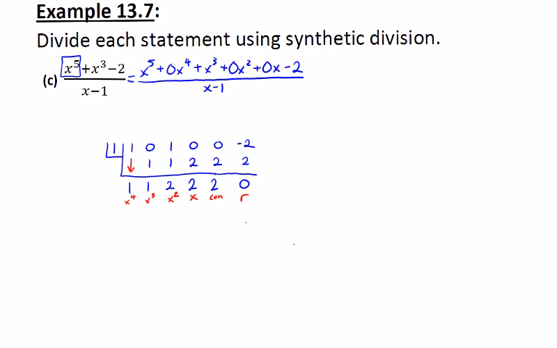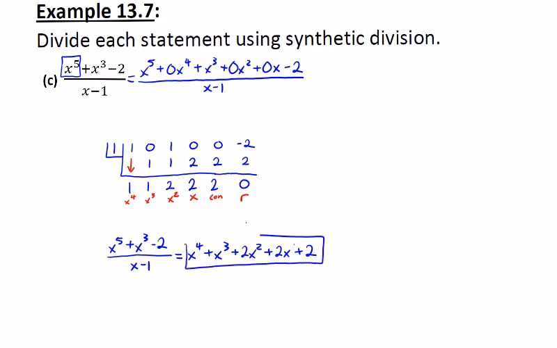So let's write out our answer. We took x to the fifth plus x cubed minus 2, and we were dividing that by x minus 1, and the result is x to the 4 plus x cubed plus 2x squared plus 2x plus 2. And since the remainder is 0, we've seen that we don't really have to include that. So the answer to our division problem is just going to be the quotient.